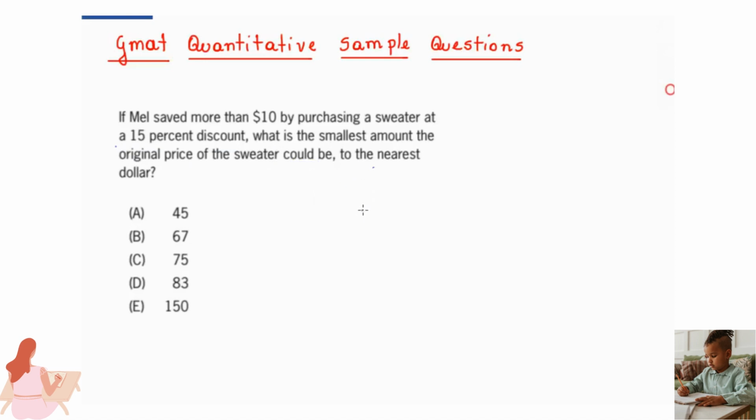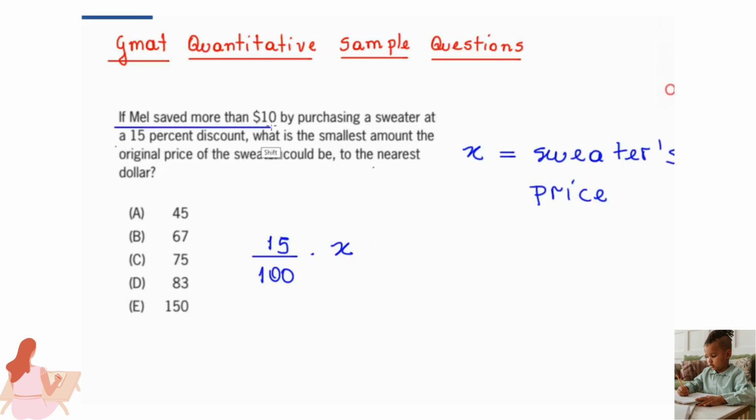To begin this question, I warn you that the question doesn't say anything about the price of the sweater. I don't know how much the sweater costs, so I will call, for example, X the sweater's price. I also know that Mel received a 15% discount, so the discount that Mel received is 15% of X. And since the question said that Mel saved more than $10, I know that 15% of X must be greater than 10. So we got an inequality here.